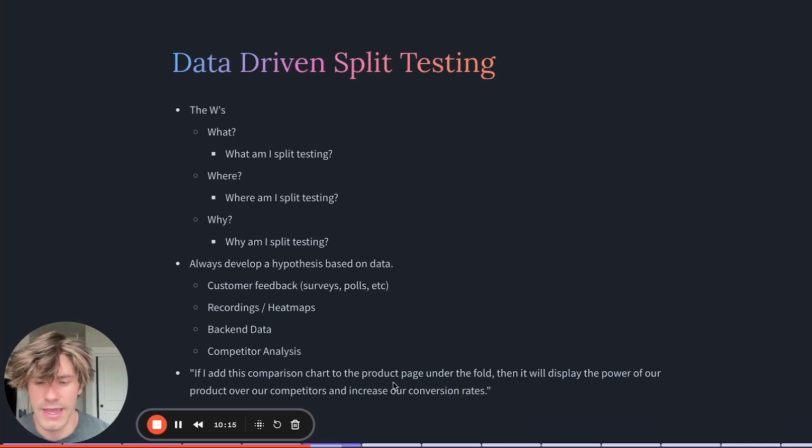So here's one for a comparison chart. So if I add this comparison chart to the product page under the fold, then it will display the power of our product over our competitors and increase our conversion rate.